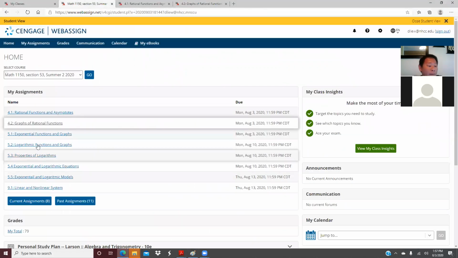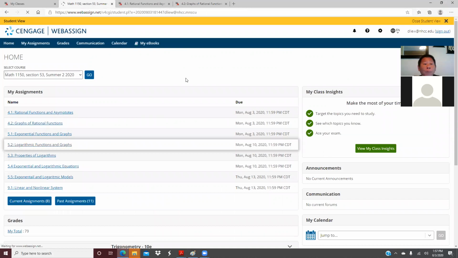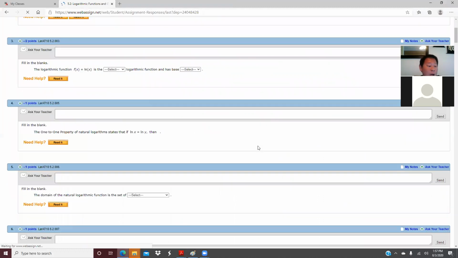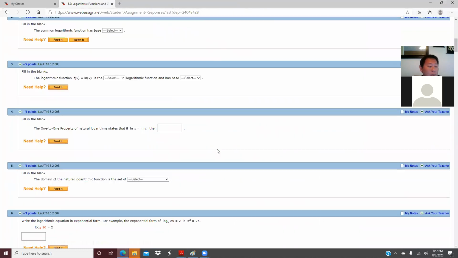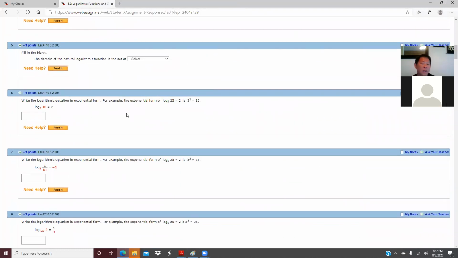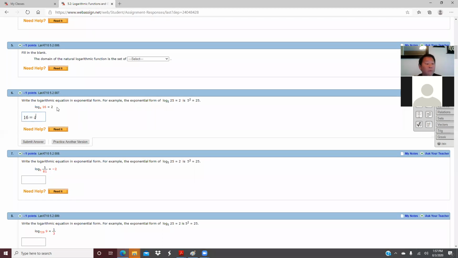So for 5.2, in order for you to do 5.2, let's see. The first one is asking us to write this in the exponent form. For example, log base 4 of 16, you just move the base. We call it move the base. So in this case, your 4 would move over. So you get 16 equals 4 to the power of 2.